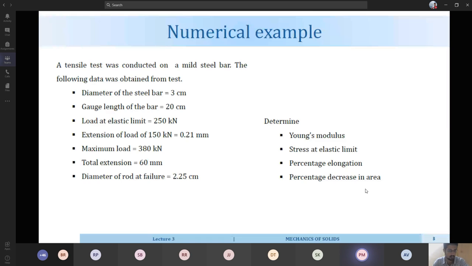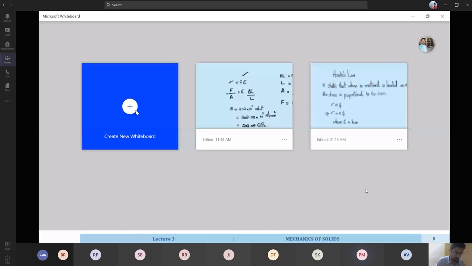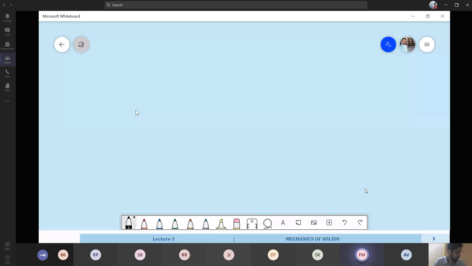Sir, 4.17 into 10 power 7 Newton per meter square. Can you tell me how you got that? Force is equal to 250 kilonewton. Okay, and what is the area? Area is equal to 20 into 3. How do you calculate that?